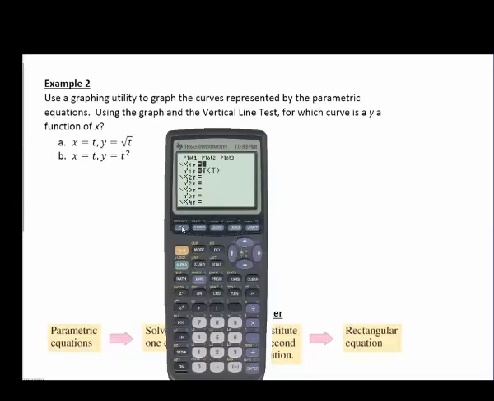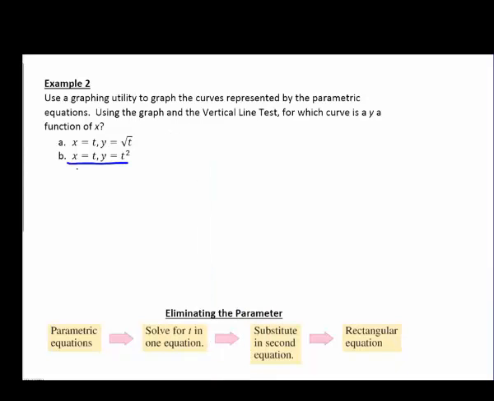So now let's take a look at the second part. X is still equal to t, so we're going to go down to y. And in this case, y is t squared. So let me delete that parenthesis. And then my window is just going to stay the same, so I don't need to do anything there. But I'm going to go ahead and hit my graph button. And you can see that it's a parabola here. And so that is a function because it is continuous along the x-axis and it passes the vertical line test. So this one is a function of x.